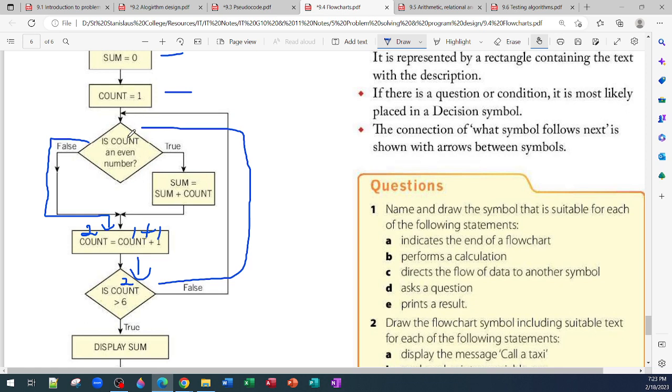And then we come back to the test. Is count an even number? So we have 2 there. That's going to be true. And we come down here, and we do this, and we keep going like this. So the question is, is this a loop? Even though we're taking different paths, eventually we're going to go false and true, false and true. Is it still a loop?